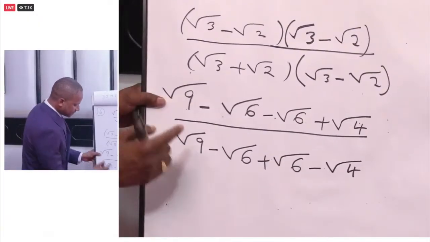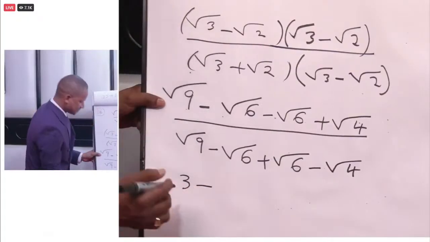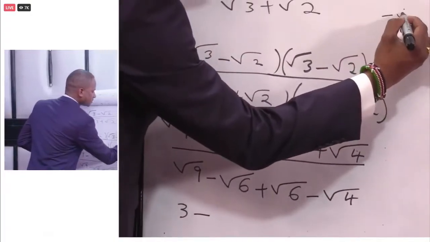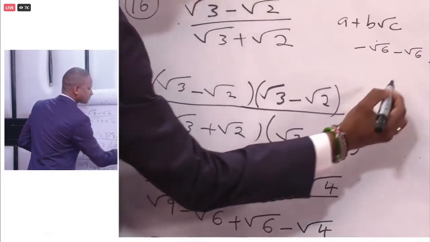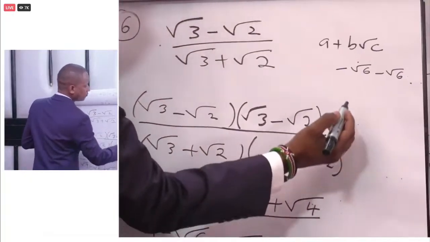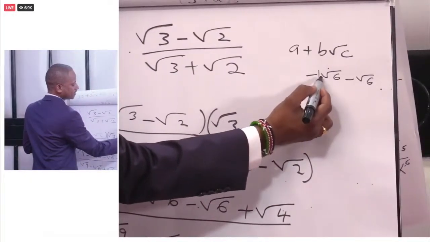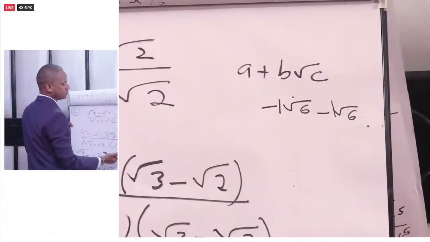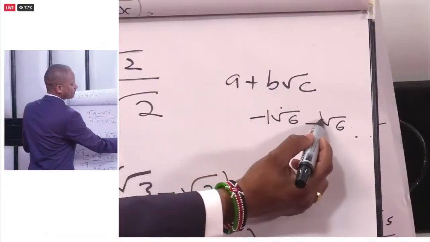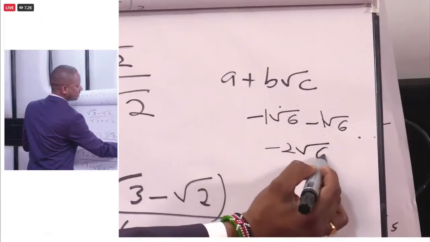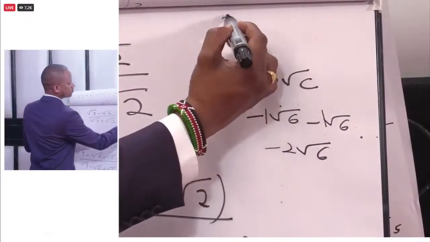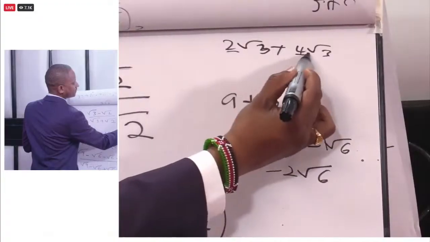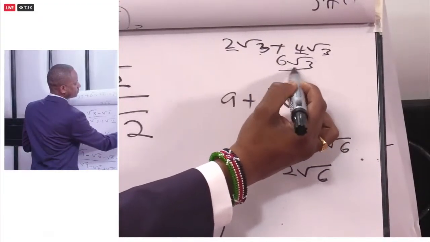The numerator, root 9 is 3. Now, minus root 6 minus root 6. If you're given minus root 6 minus root 6, what you do, you add the numbers which are here. It is assumed that 1 is there, because if it is 0, it makes the whole thing 0. So you only add minus 1 plus minus 1, which is minus 2. Then you maintain the same root. If it was 2 root 3 plus 4 root 3, you only add this and this. You get 6, then you maintain the root.